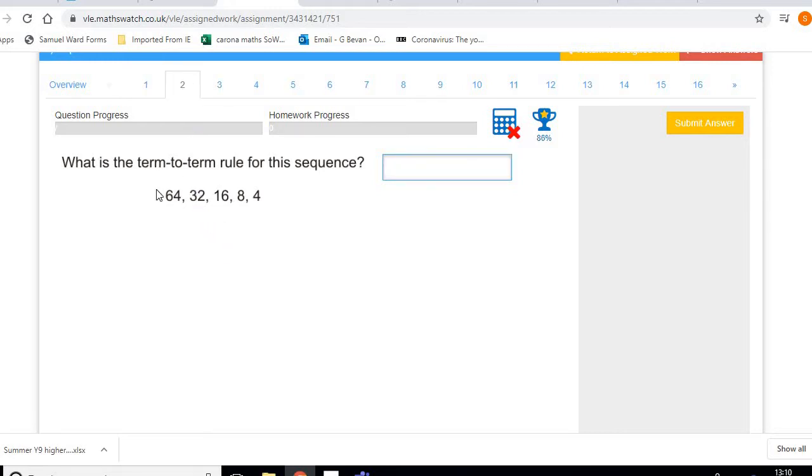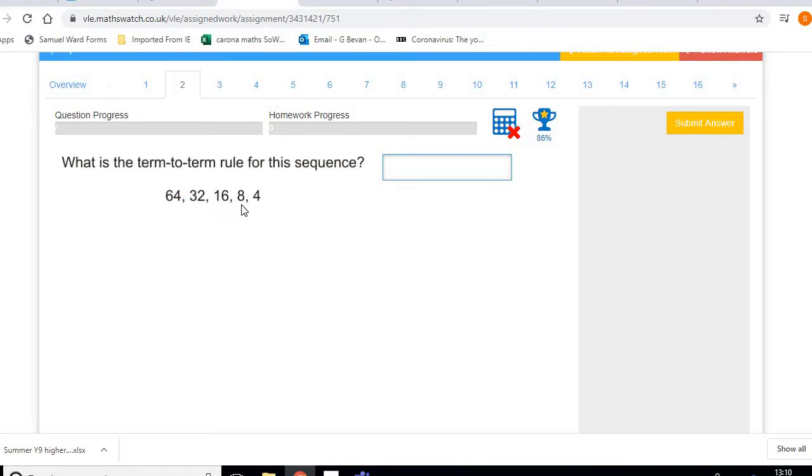Okay. Again, this time our sequence is getting smaller. So it's not going to be adding unless it was a negative. So we could say, well, is it subtracting? 8 take away 4 is 4. But 16 take away 4 is an 8. So it can't be subtracting. Okay. So let's try dividing.